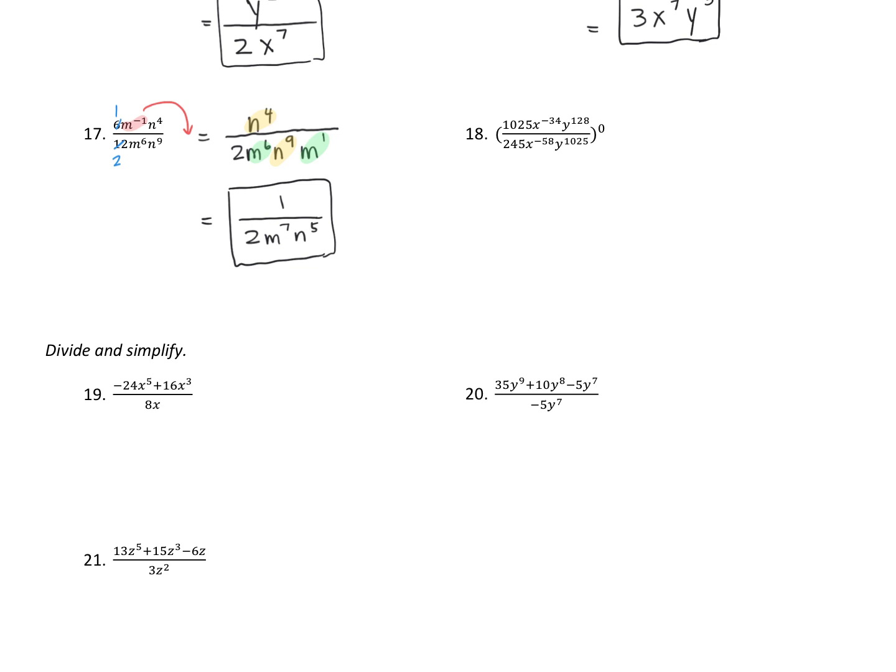Okay, number 18. This one looks terrible until you realize that everything in parentheses is the base and the exponent is 0. If everything is in parentheses and it's raised to 0, the answer is just 1.